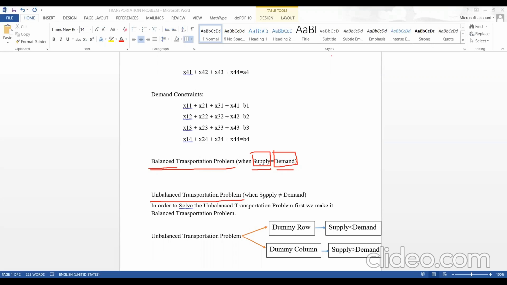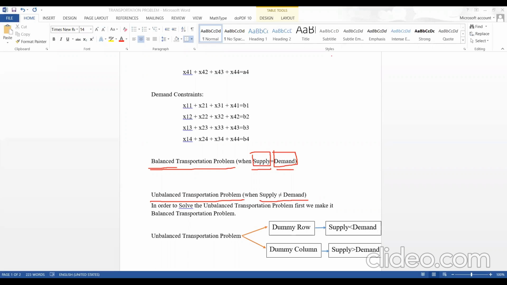And when the total supply is not equal to total demand, two cases may arise. Maybe sometimes supply is more than the demand. Supply is more, but demand is less. Or in the other case, demand is more, supply is less. These are the two cases that can happen. Then in that case, the transportation problem is termed as what? Unbalanced transportation problem. When supply is not equal to demand, then that transportation problem is called your unbalanced transportation problem.